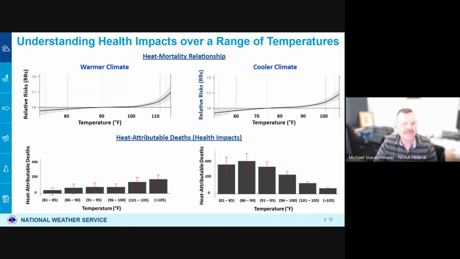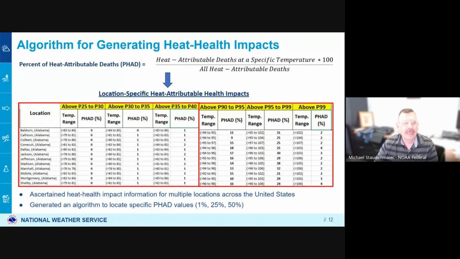So the CDC combined the health risk information with person days of exposure to develop a distribution of heat attributable deaths over a range of temperatures, which are represented by the bar graphs here in this example. Note the difference in characteristics between these two locations. The first step was to translate all of this epidemiological analysis into actual values that the National Weather Service could use on a heat risk approach.